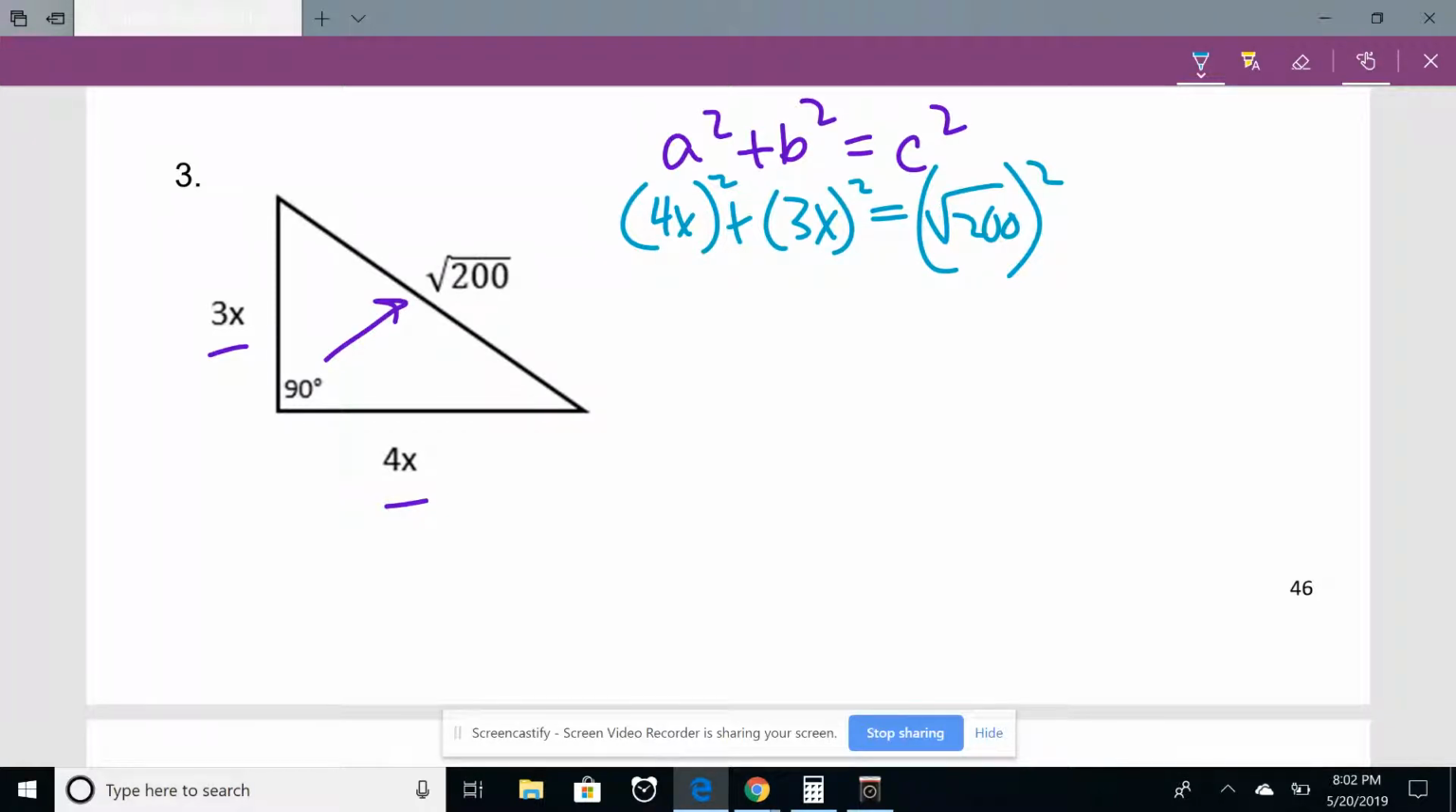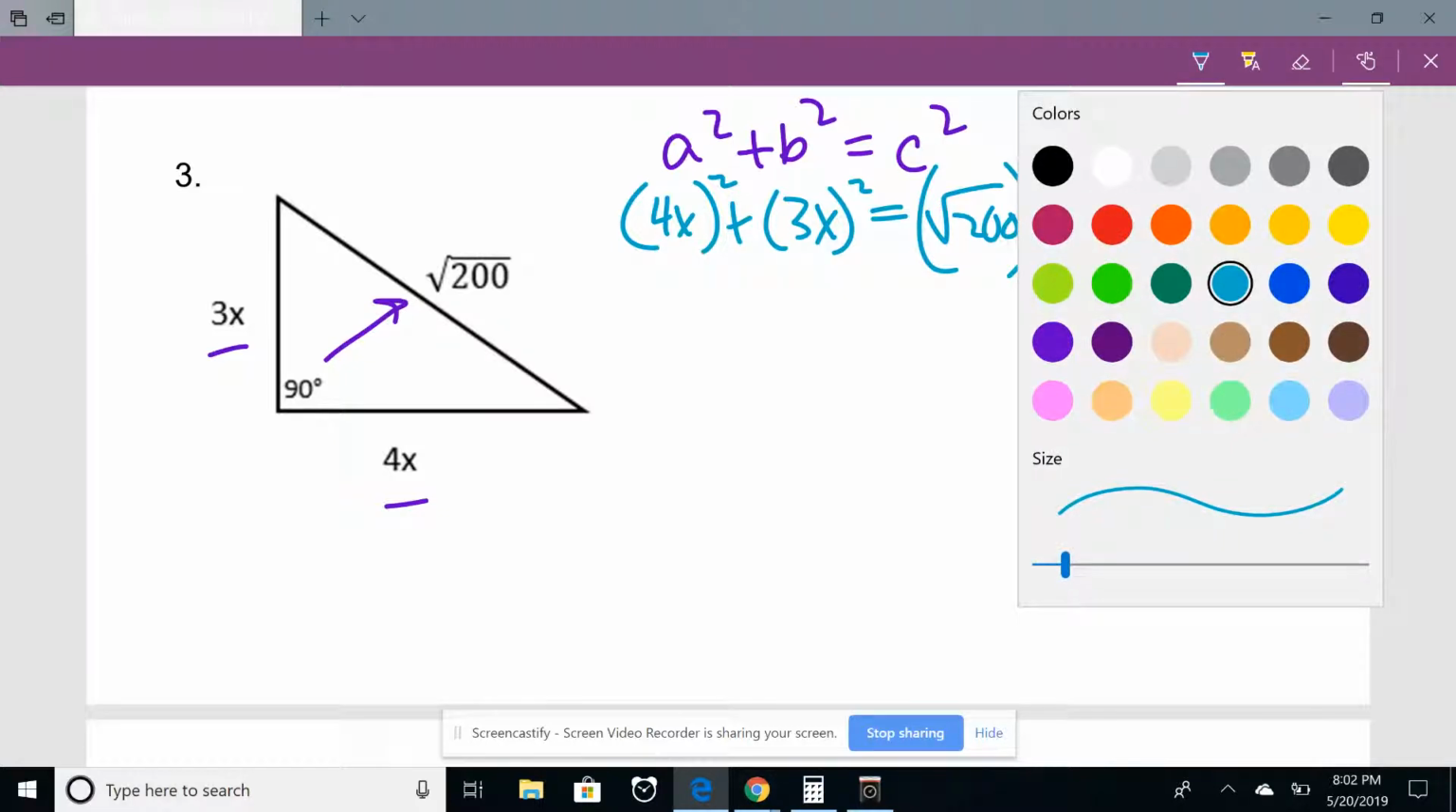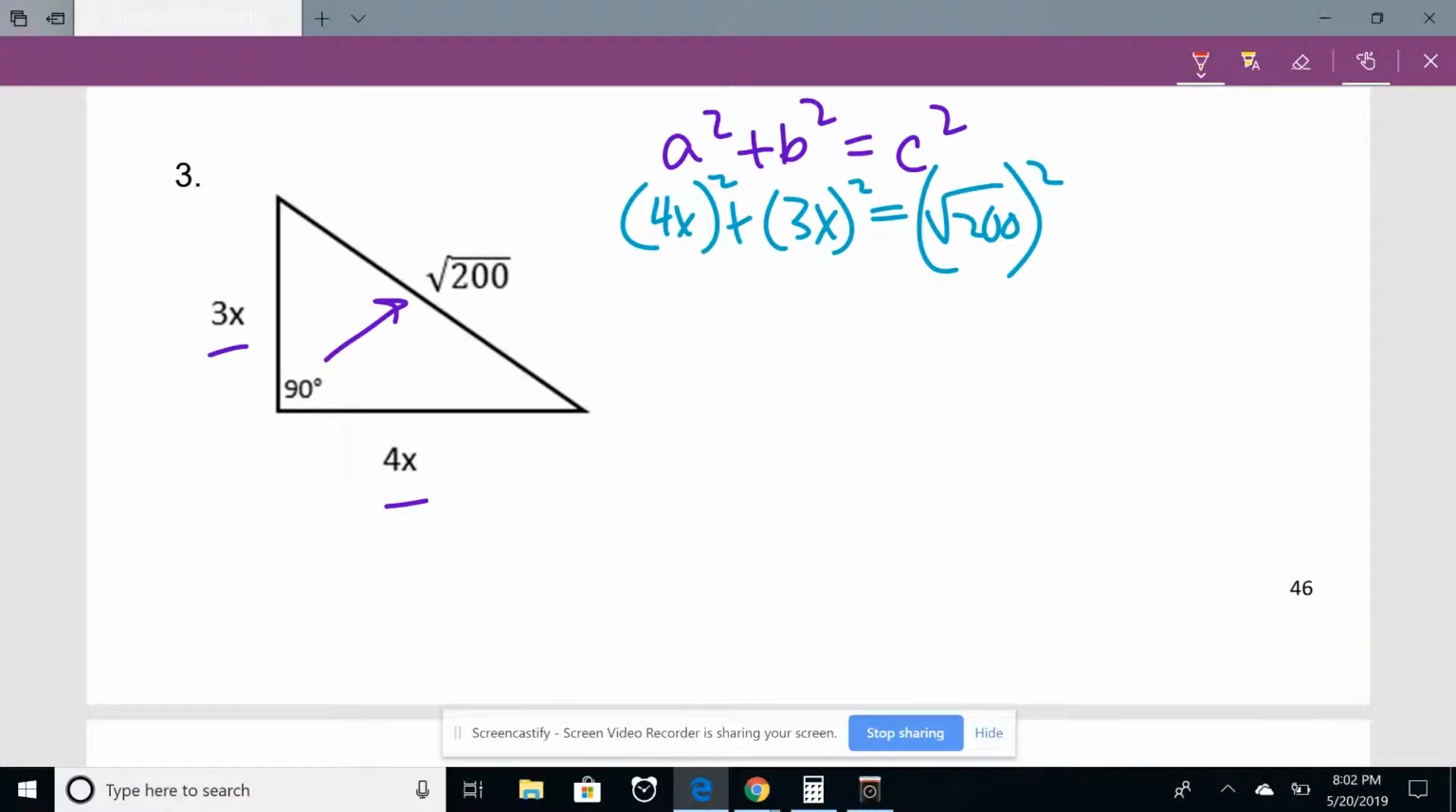Quantity 4x squared. Remember, I'm squaring everything inside the parentheses. So that means I'm squaring the 4 and the x. So that's 16x squared. 3x quantity squared is 3 squared, which is 9, and x squared. The square root of 200 squared, that's the inverse operation of each other. So the square and the square root cancel each other out. So you're just left with 200.